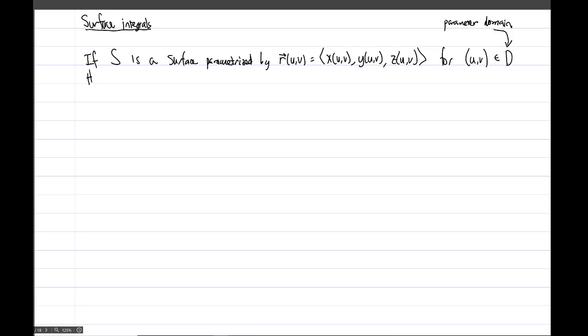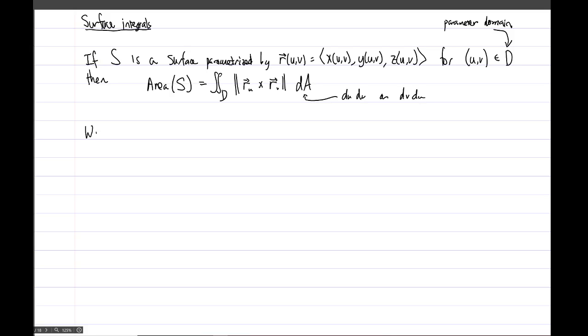Then the area of the surface S is given by the following double integral. It's the double integral over the parameter domain of the magnitude of the cross product of r sub u times r sub v, close magnitude here, dA, where this dA could either be du dv or dv du. So that's what we had already done.